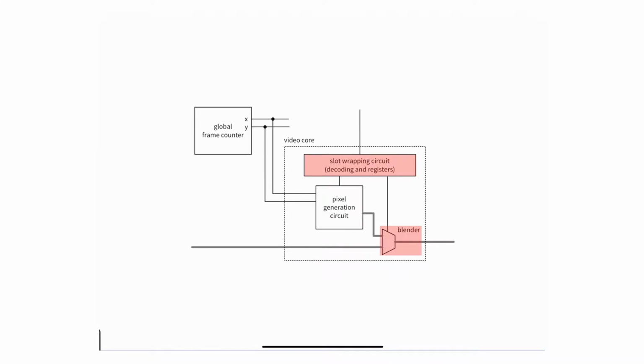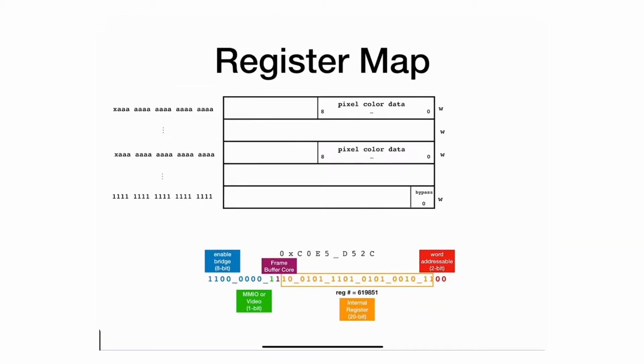We have seen how the pixel generation part of the frame buffer core is constructed. Now let's construct the whole core. We have seen the code for this one already. All we have to do is put a wrapping circuit around it, and we will create the whole video core. Before we construct the wrapping circuit, we need some sort of a register map. So here's a suggested register map.